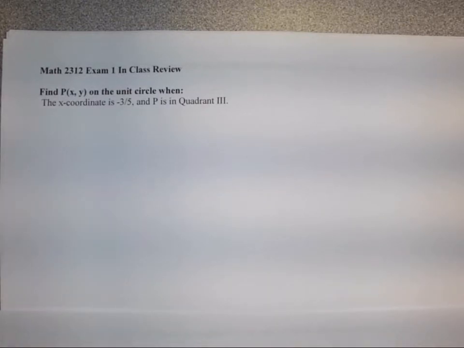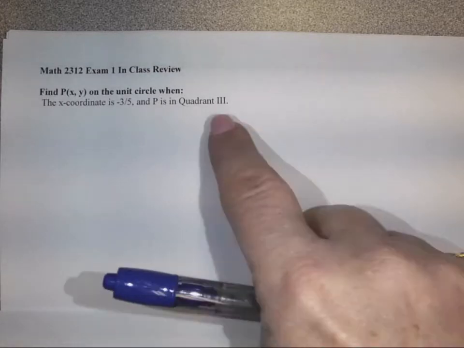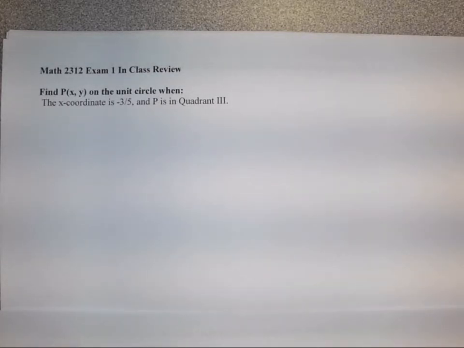So we are looking to find the point P(x, y) on the unit circle when the x-coordinate is -3/5 and P is in quadrant 3. Now remember, we only need to know the quadrant so that we can figure out which sign our x or our y has, depending on the quadrant.